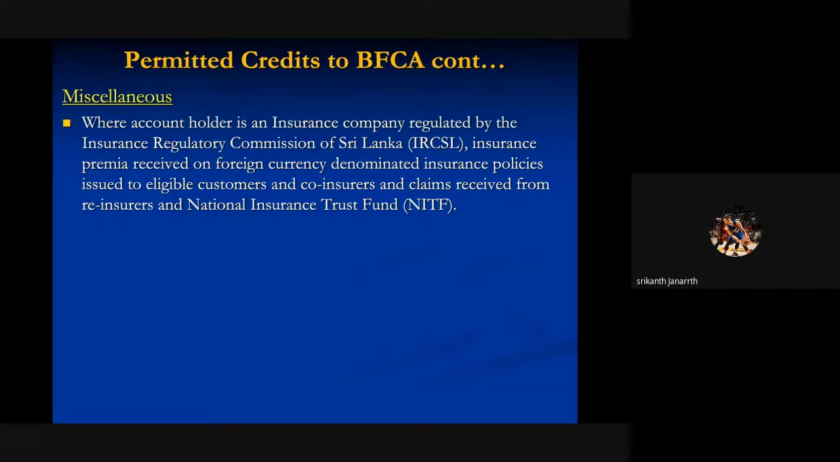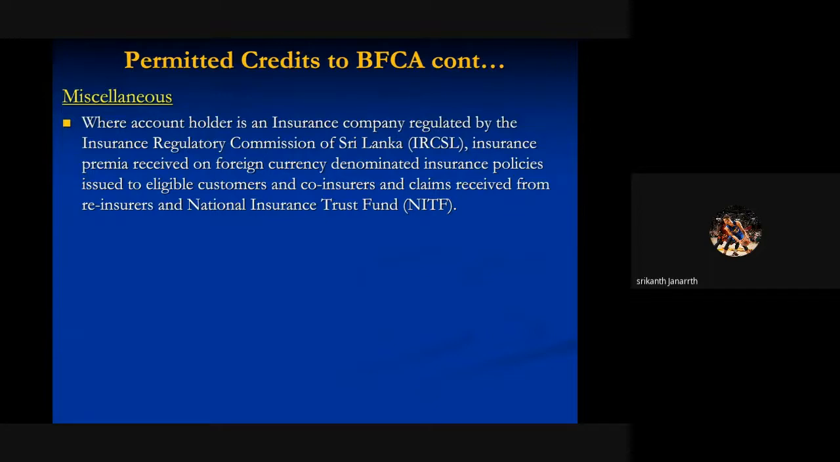So all together by way of premium, and co-insurers, and claims received from the reinsurance. Sometimes when there is a property insured and the property value is large, they reinsure with a foreign insurance company. In the event of a claim, the reinsuring company sends the money to the local insurance company. So in that case, they are getting the money from the reinsurance company to honor the claim as claim proceeds. So that money can also come as a credit to the insurance company's PFCA account. I think these are the permitted credits.